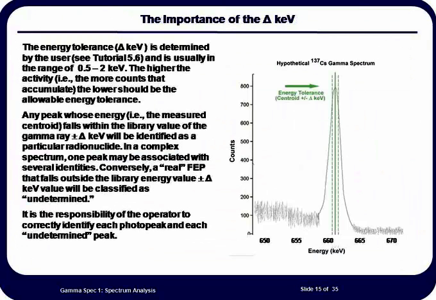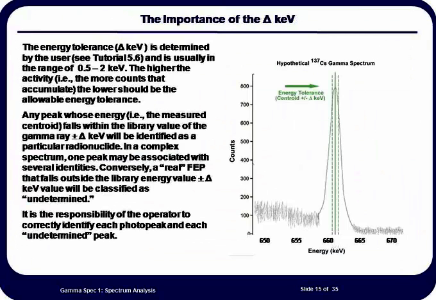The higher the activity of the sample, the larger the number of counts in a gamma ray peak, and thus the easier it will be for the software to determine the peak centroid and thus the gamma ray energy. For high activity samples, the energy tolerance should be on the lower end towards 0.8 keV.